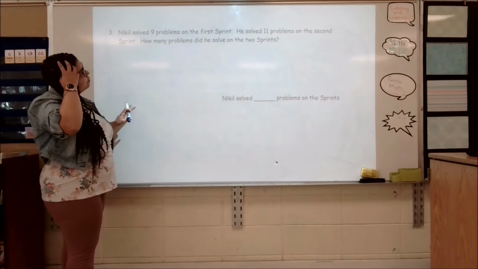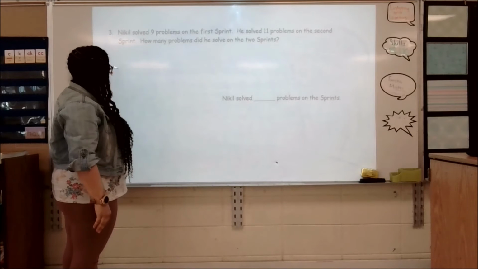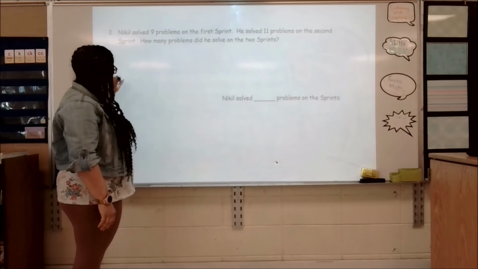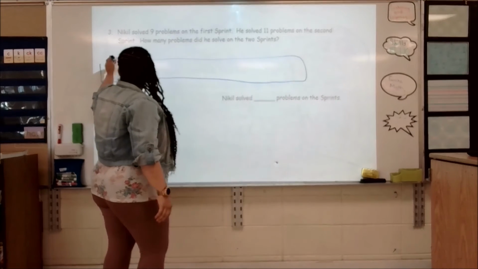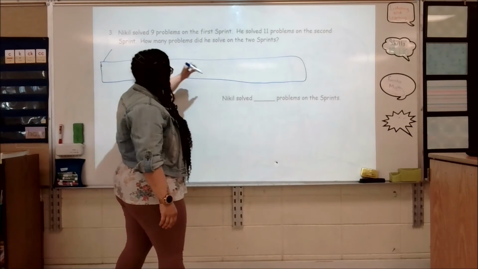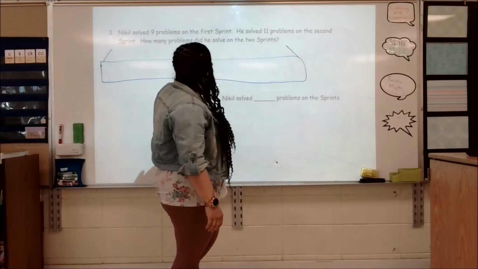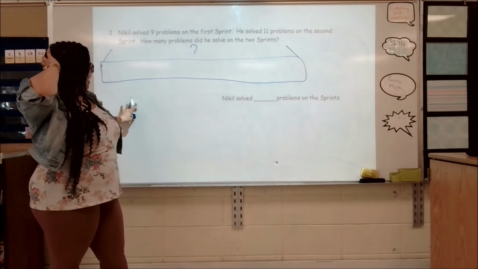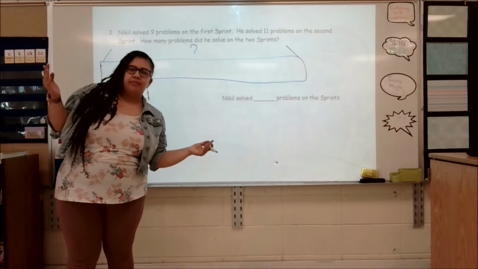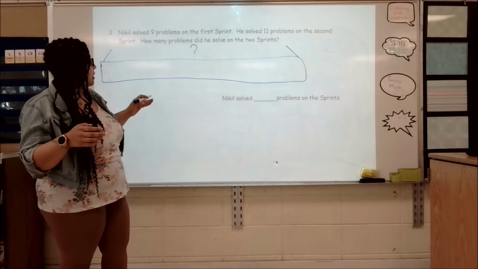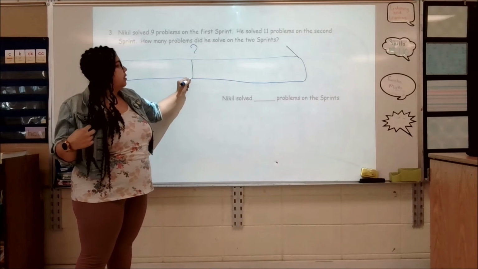Nikhil solved 9 problems on the first sprint. He solved 11 problems on the second sprint. How many problems did he solve on the 2 sprints? So let's draw a nice big old box. We're trying to figure out what he did here. This is what we're solving for. That's how many problems he answered. If it's 9 and 11, then my 2 parts are about what? They're about the same. Let's go ahead and about even split this.